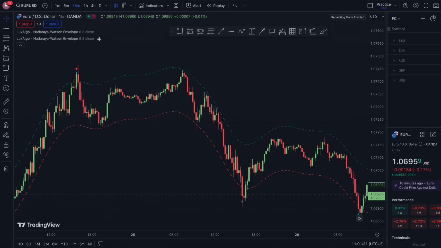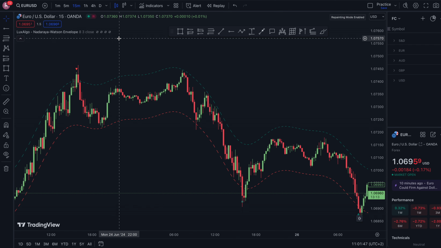Just to let you guys know, this whole series is based on the Nadaraya Watson Indicator. I'm trying to formulate as many strategies as possible for you guys with this very indicator. It is quite profitable as long as you know how to use it. All right, let's get started.